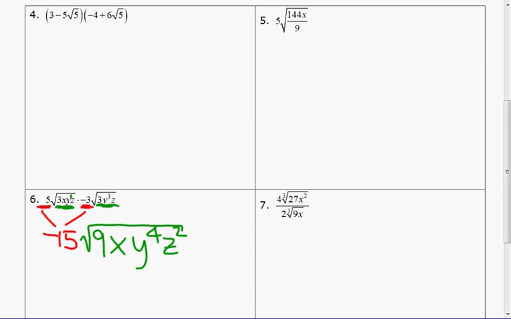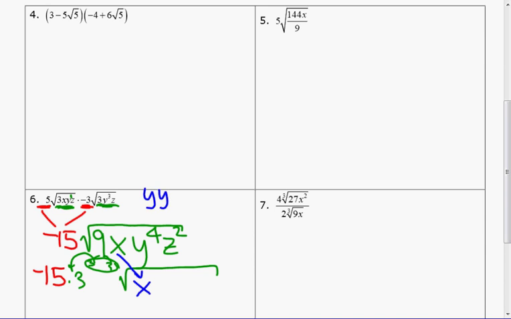So we have a negative 15 that just continues on for the ride. It's on the outside. This 9 simplifies to 3 and 3. And they both make it outside. We're going to multiply it with that 15. This x is not big enough to go in a group, so it stays inside.